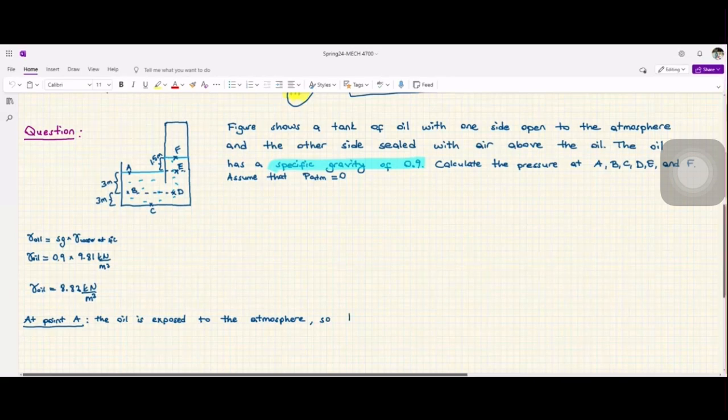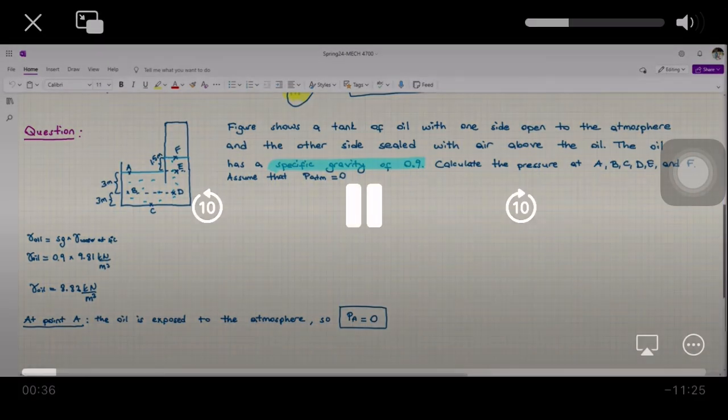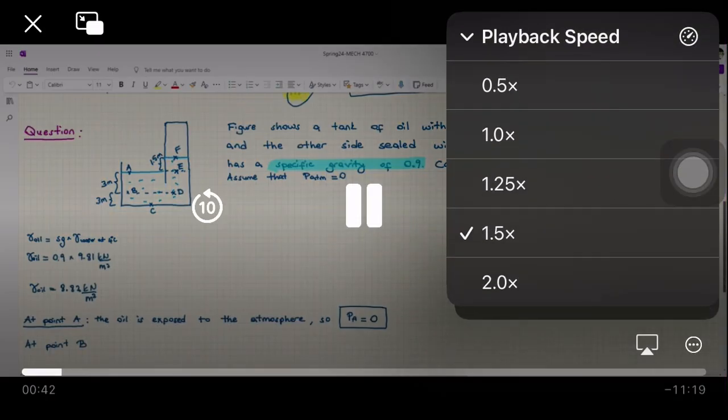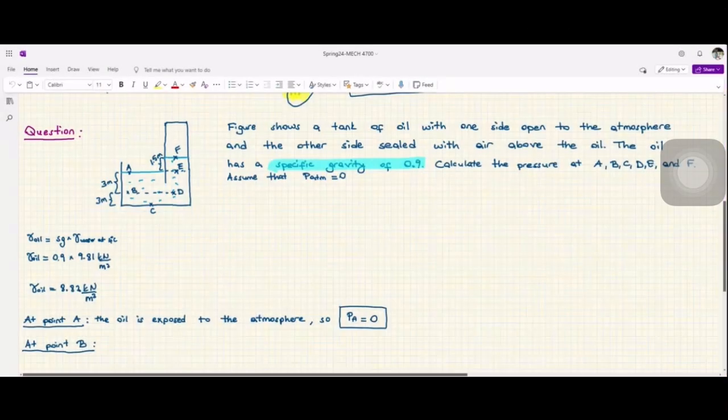So the pressure at point A equals 0. Let me box it. All right, so at point B, the pressure is the specific weight of the oil times the height of the oil, right? This is the formula. Then the pressure at point B will be, gamma oil is right here, okay? Let's use this number, 8.83 kilonewton per meter cube.